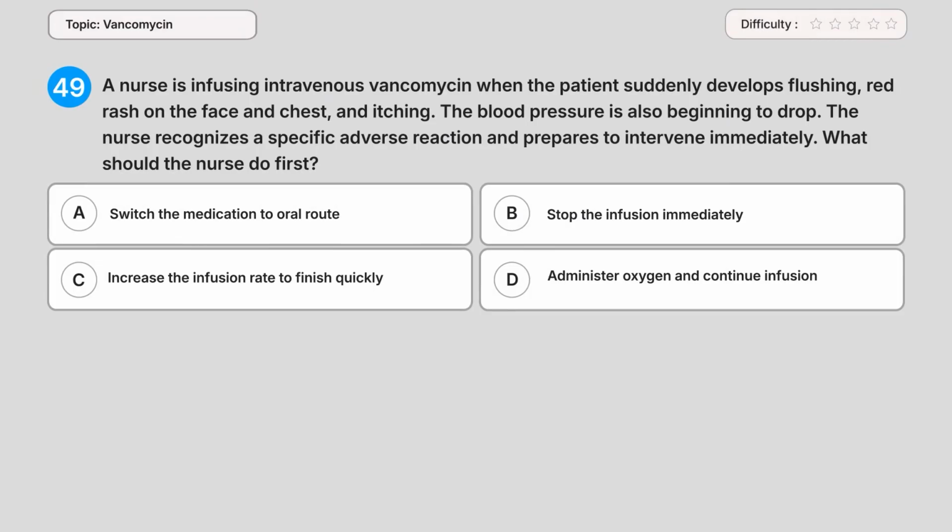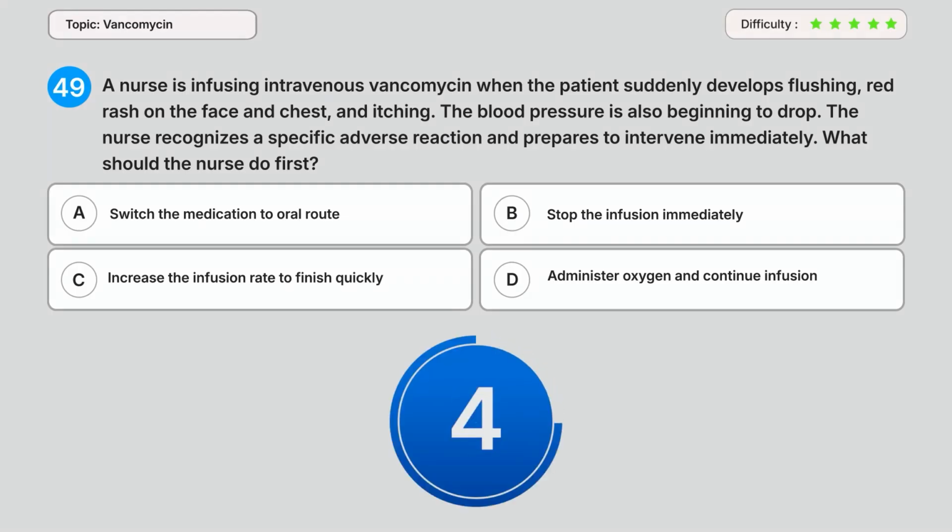Question 49. A nurse is infusing intravenous vancomycin when the patient suddenly develops flushing, red rash on the face and chest, and itching. The blood pressure is also beginning to drop. The nurse recognizes a specific adverse reaction and prepares to intervene immediately. What should the nurse do first? A. Switch the medication to oral route. B. Stop the infusion immediately. C. Increase the infusion rate to finish quickly. D. Administer oxygen and continue infusion. What do you think is the answer?